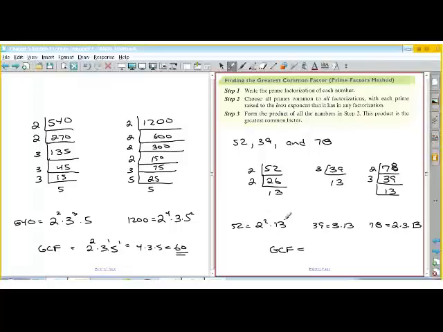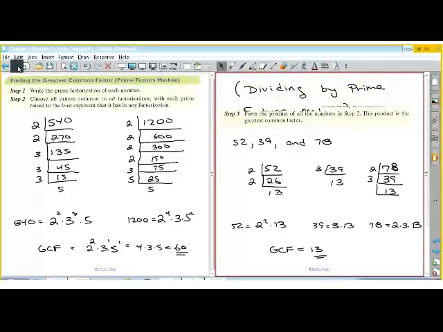So again, for my greatest common factor, I look for terms that are in all 3 of them, not just in 2 of them. Well, 2 is in 2 of them, but not the third one, so we don't write that down. 3 is in 2 of them, but not the third one, so we don't write that down either. The only one that's common to all 3 factorizations is 13, and they're all to the first power. So it turns out the greatest common factor of those 3 numbers is 13.